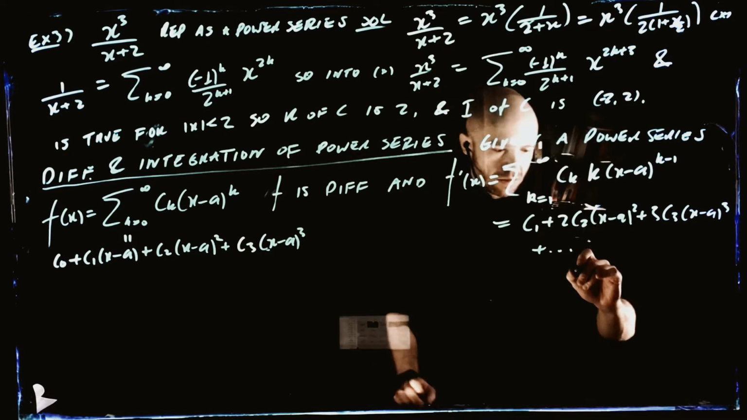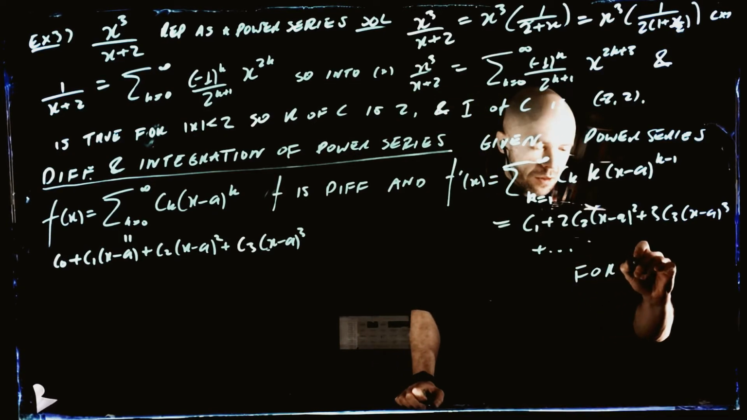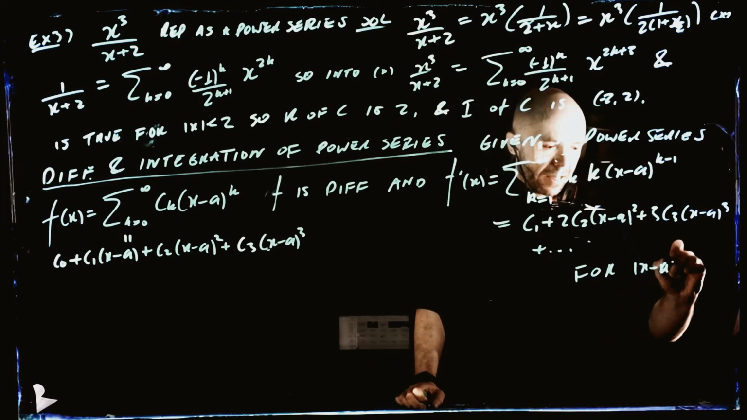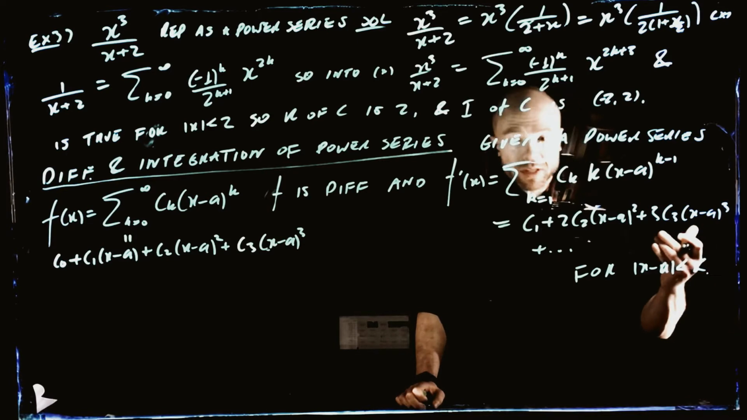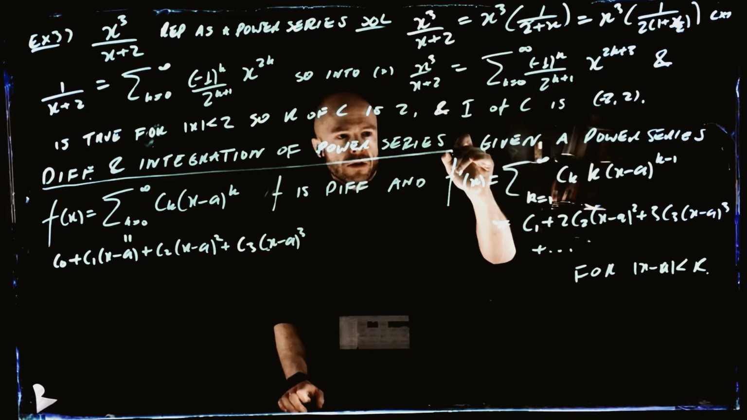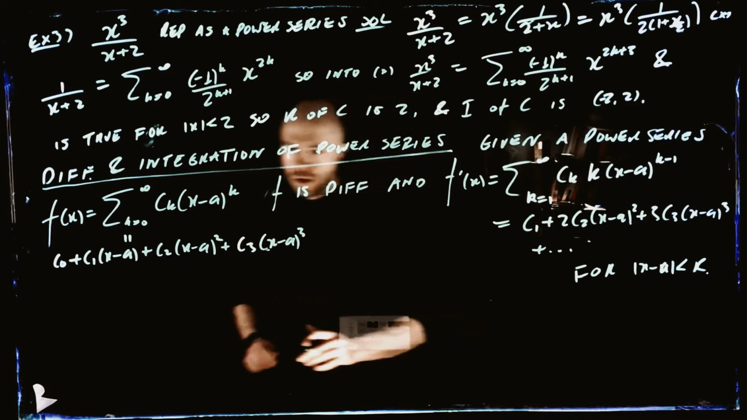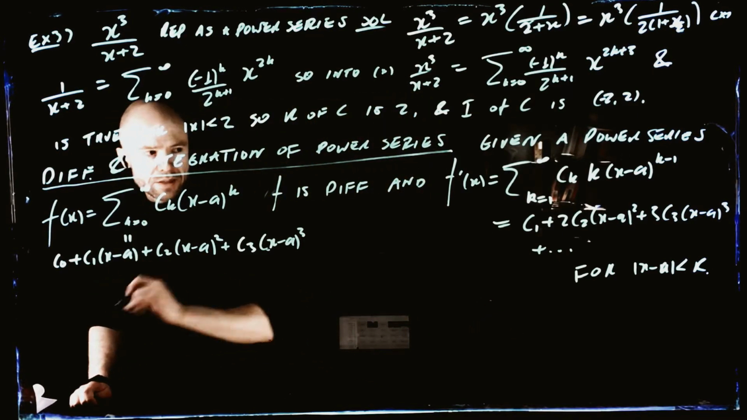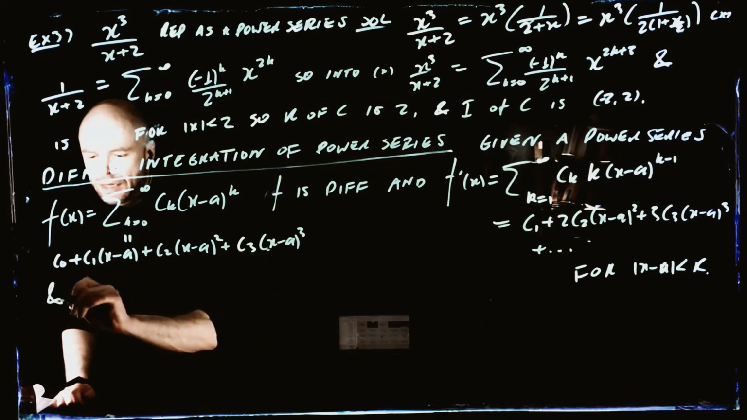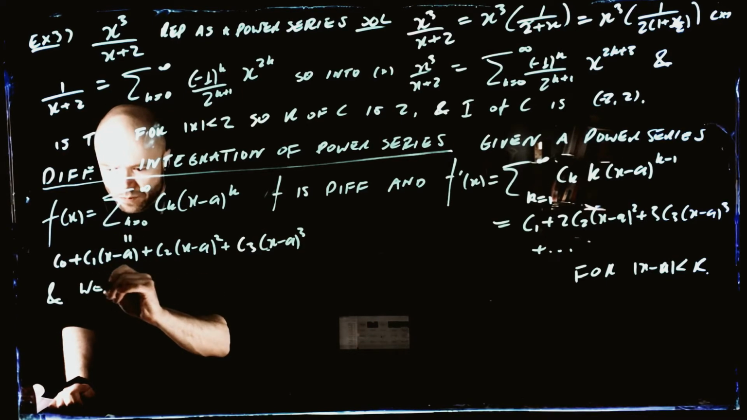So for mod x minus a less than r, i.e. within the radius of convergence. And that's the first true fact you need to know. Is the statement clear? Is this meaningful to you? Yeah? All right, let me state the second part. And we can integrate.